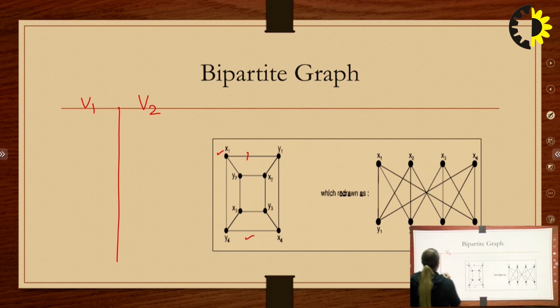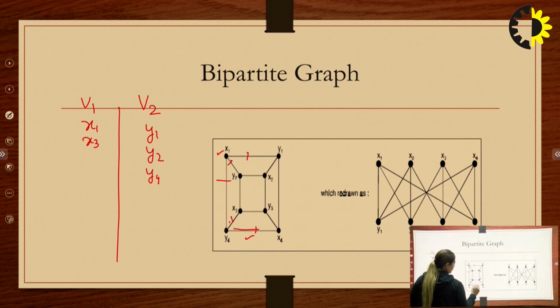This edge, if x1 is here, then y1 should be here. This one, x1 is here, y2 should be here. x1 is here, y4 should be here, right? Now these three edges are covered. Then we come to y4. y4 is here, then x3 should be here. y4 is here, then x4 should be here, right? We have covered this edge and this edge, right?